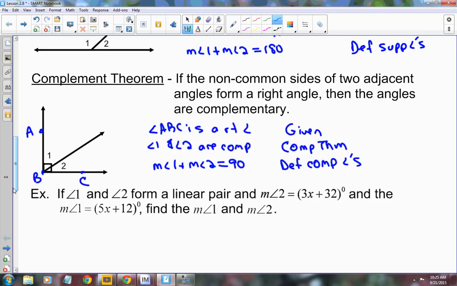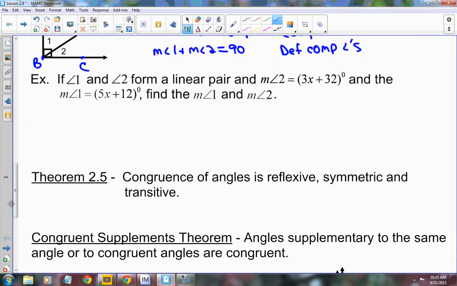Okay, so now we're going to go back to some real math. I think you'll like this problem. If angle 1 and angle 2 form a linear pair, and the measure of angle 1 is 3x plus 32, and the measure of angle 2 is 5x plus 12, find the measure of angle 1 and the measure of angle 2. Well, what do we know about two angles that are a linear pair?